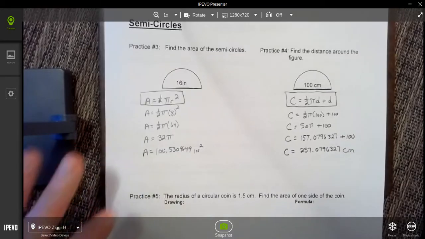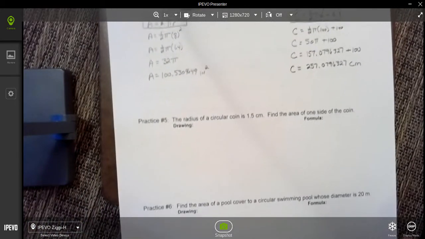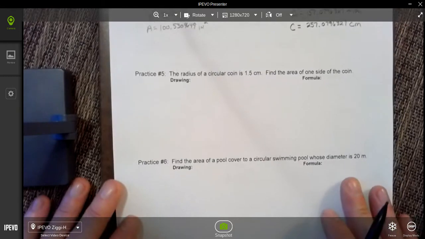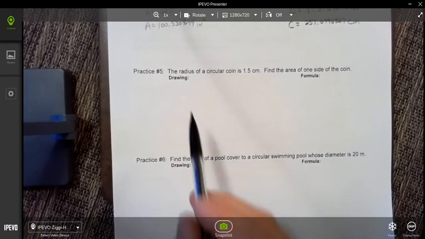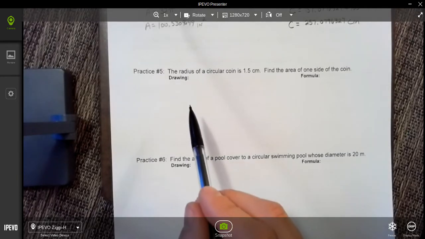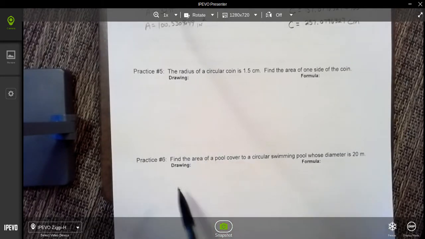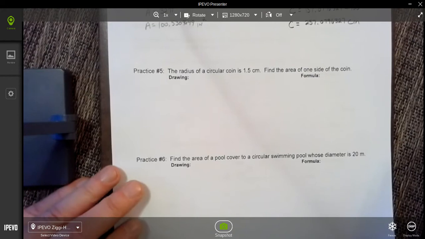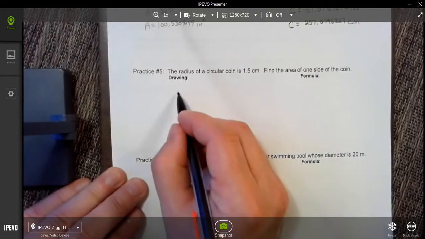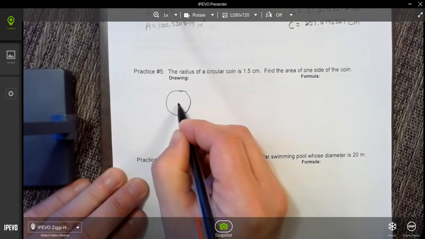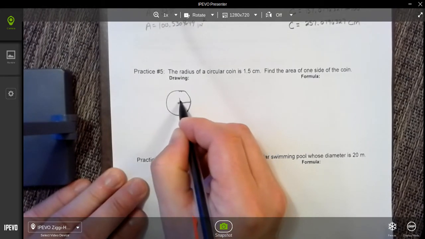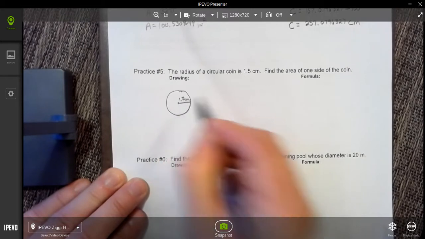Okay. Underneath, you have 2 more practice problems. They're word problems. And you're going to be finding the area in each case there. I'm encouraging you to draw a picture for each of those examples to help you determine the formula that you're going to need. In number 5, it says the radius of a circular coin is 1.5 centimeters. So I'm just going to go ahead and draw myself a circle, and I'm going to give it a radius of 1.5 centimeters.